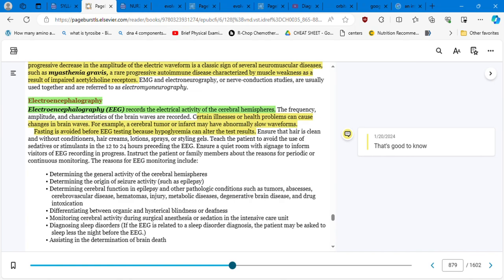Fasting is avoided before EEG testing because, that's good to know. Fasting is avoided because it can cause hypoglycemia and can alter the test results. With this being said, please use critical thinking and analyze the extent of the glucose activity in the brain. If you don't eat a certain amount of carbohydrates, your electrical activity is going to be diminished or altered. Especially in diabetic patients.